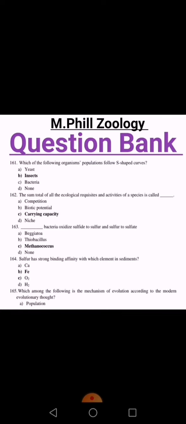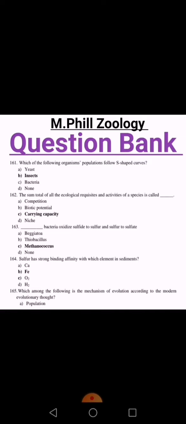Which of the following organisms population follow S-shaped curves? S-shaped curve किस population के organisms में पाई जाती हैं? B is right. Insects में S-shaped curves पाई जाती हैं. The sum total of all ecological requisites and activities of a species is called carrying capacity.